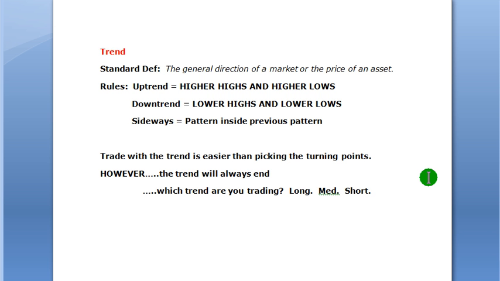Trading with the trend is a whole lot easier than picking the turning points in the market. However, the problem is the trend's always going to end. And which trend are you trading? The long-term trend, the medium-term trend, or the short-term trend? Are you trading a 5-minute trend? The daily trend, the 4-hour trend, the weekly trend, the monthly trend? You see what I'm saying? It gets really, really difficult.